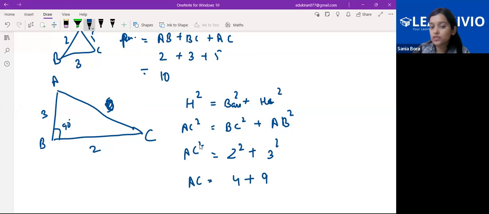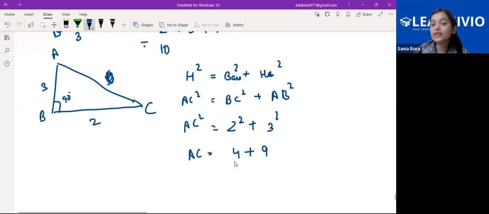So this is 9, 10, 11, 12, 13. And AC square would be this side. So can you find AC? You have to find the square root of this and you will get AC. Clear? Yes, ma'am. Okay.